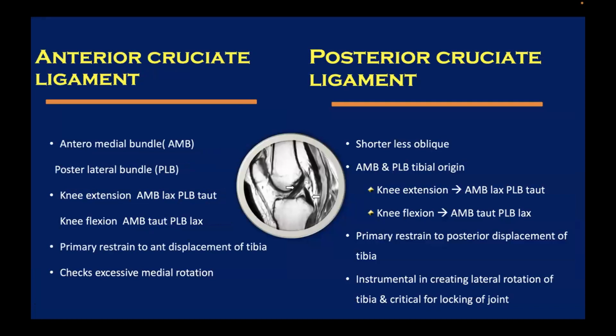All of us know about the anterior cruciate ligament and the posterior cruciate ligament, so I don't have to go into detail. The anterior cruciate ligament is a primary restraint to anterior displacement of the tibia. It checks excessive medial rotation. The posterior cruciate ligament is a primary restraint to posterior displacement of the tibia. It is instrumental in creating lateral rotation of the tibia, and it is critical for the locking of the knee joint.